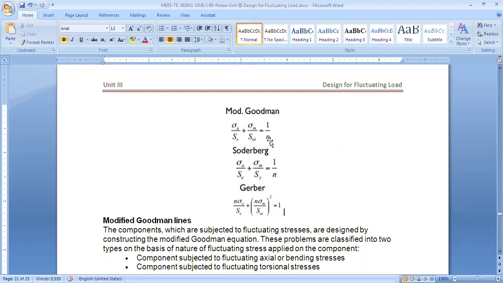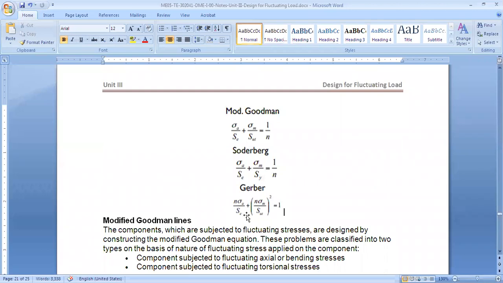So why are we dividing by n? Because n is the factor of safety. We will be dividing SE or SUT by the factor of safety. Since we are dividing, it becomes a multiplier and goes to the other side as a divider. So all three equations remain the same. Only n will be on the opposite side as 1 upon n in the Goodman line and the Soderberg line. But in the Gerber line, since it's a parabola, we cannot take it outside, because one is an n square term and one is an n term.